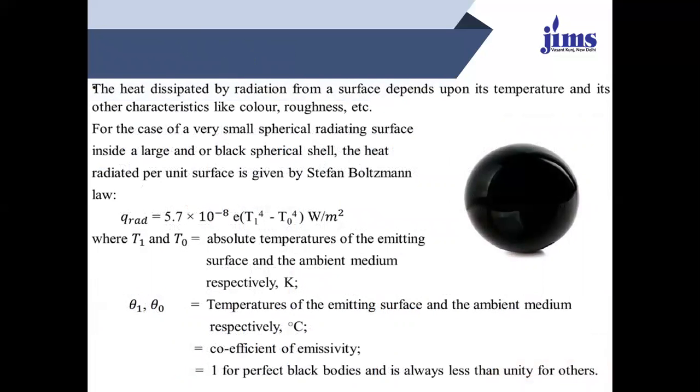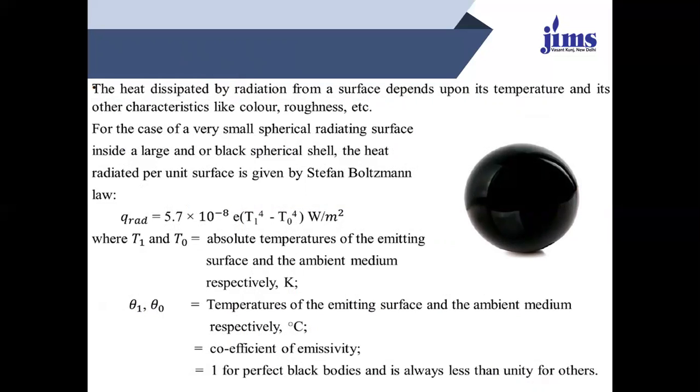The heat dissipated by radiation from a surface depends upon its temperature and its other characteristics like color, roughness, etc. For the case of a very small spherical radiating surface inside a large black spherical cell, the heat radiated per unit surface is given by the Stefan-Boltzmann law. Q rad equals 5.7 times 10 to the power minus 8 times e times (T1 to the power 4 minus T naught to the power 4) watt per meter square, where T1 and T naught are the absolute temperatures of the emitting surface and the ambient medium respectively, in degrees Kelvin.